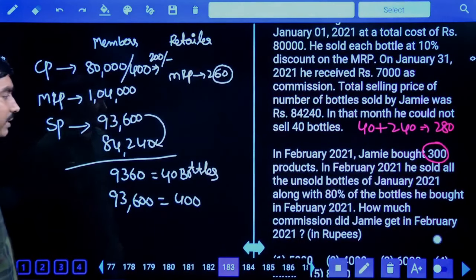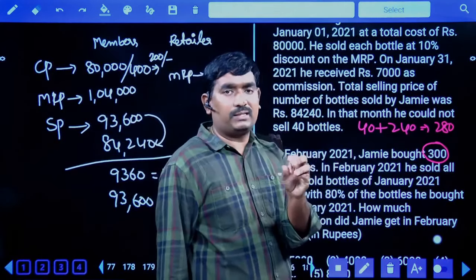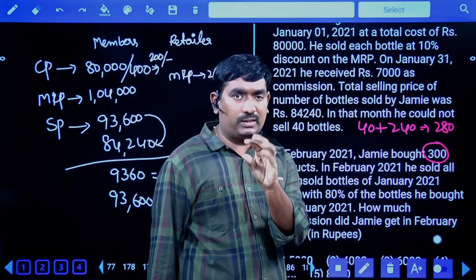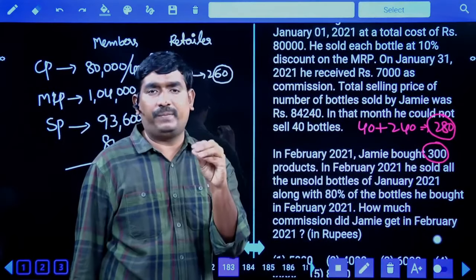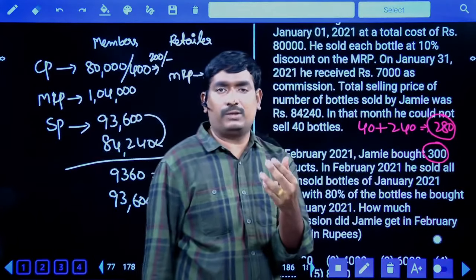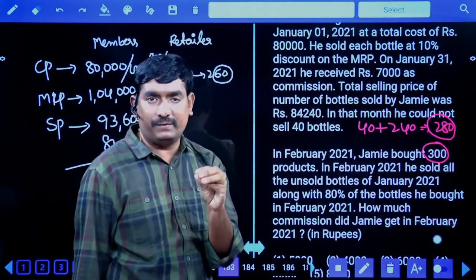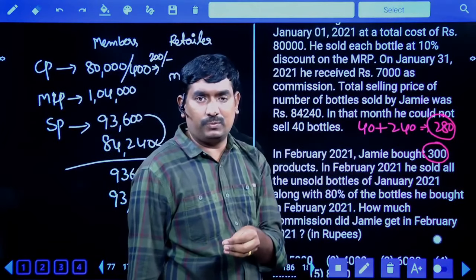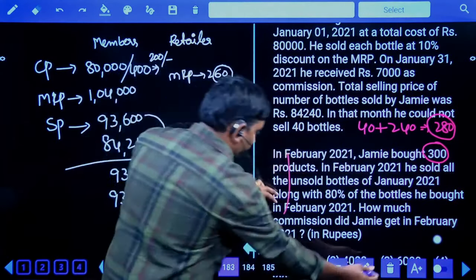How much commission did Jami get in February 2021? For every 50 bottles, 1000 rupees. In 280, how many 50s do I have? 5 fifties. 5 fifties are 250. For every 50 bottles, 1000 rupees commission. So 5 times 1000 means 5000 rupees. There is a commission of 5000 rupees.